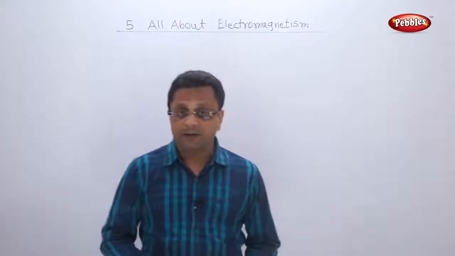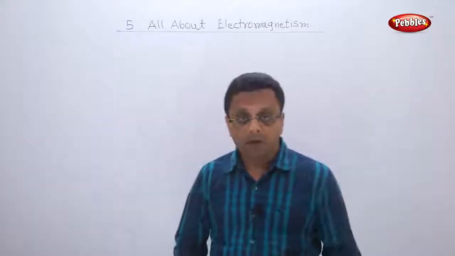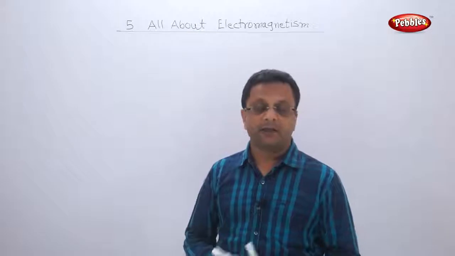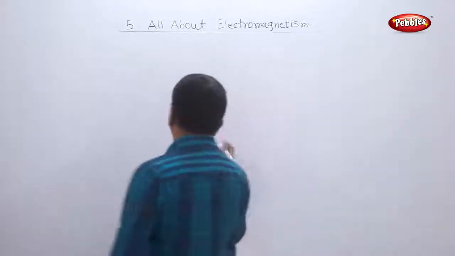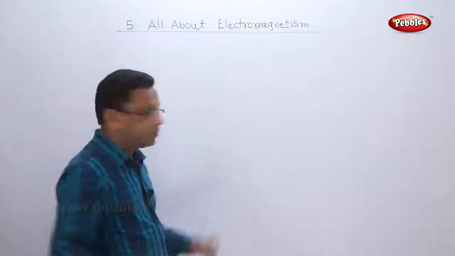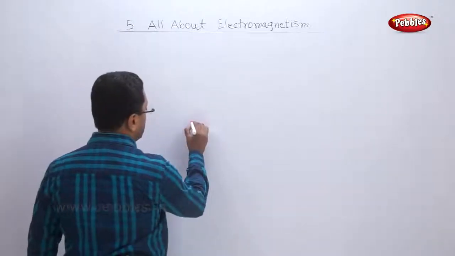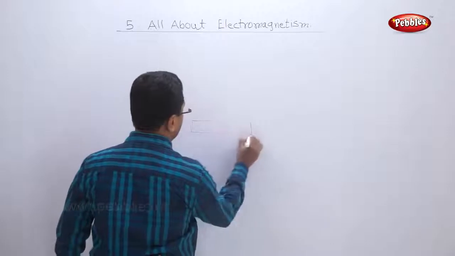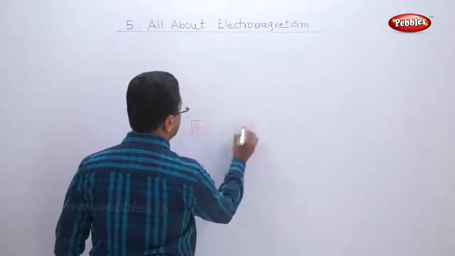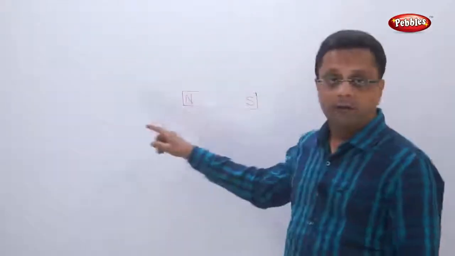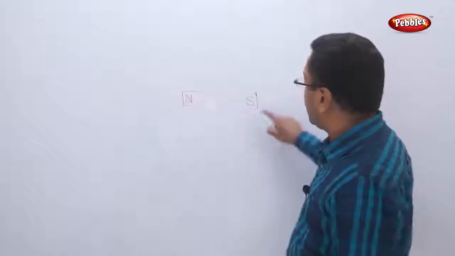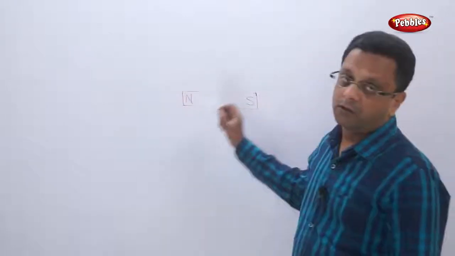Now in this experiment we will try to plot the magnetic field lines, that is the magnetic lines of forces. We will again take a sheet of paper on which we will place a permanent magnet, of which the north pole is here and the south pole is here. After taking this, I will first make an outline of this bar magnet on the paper.